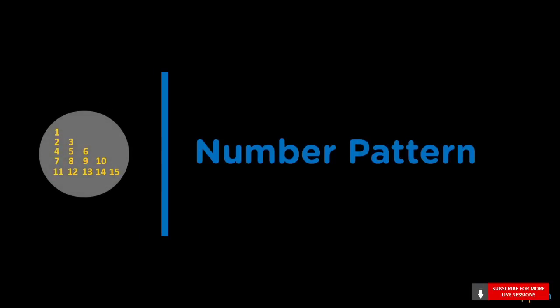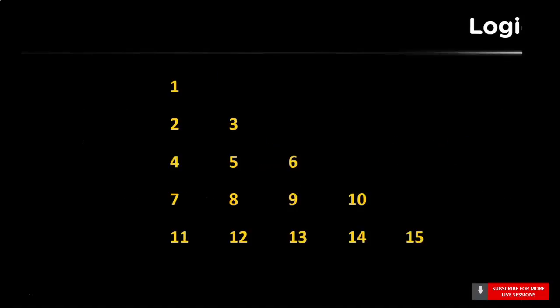So here is another right angle triangle in our list, but the difference is we are using the numbers in a continuous manner, which is 1, 2, 3, 4, 5, 6 to 15. This type of triangle is also called Floyd's triangle. Now let us understand the logic.